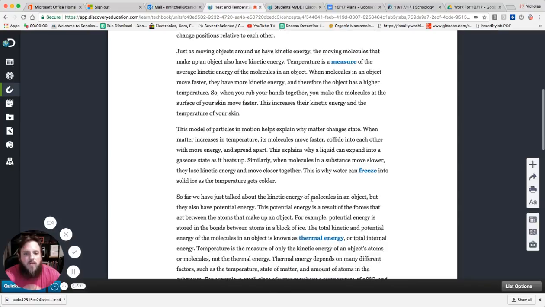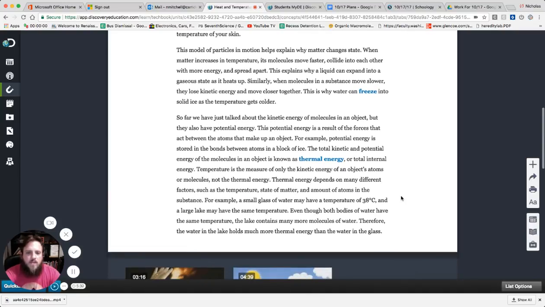This model of particles in motion helps explain why matter changes state. Right? The higher the temperature gets, the more the molecules move, the more they collide into each other, escape their bonds, spread apart, and move around. This explains why when you boil away water, it expands into a bigger gaseous space. Likewise, when you cool things down, you take the kinetic energy away, and the molecules tend to sit in place, freeze, and stop moving.